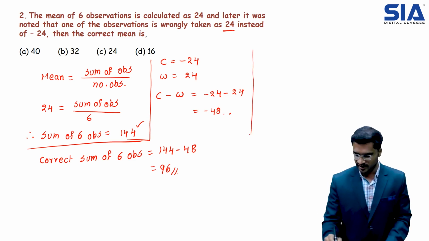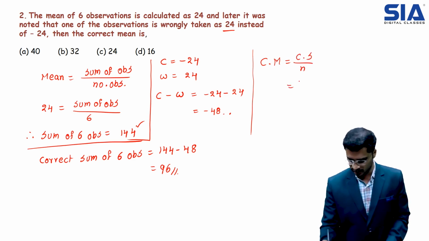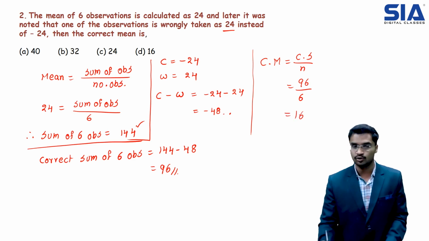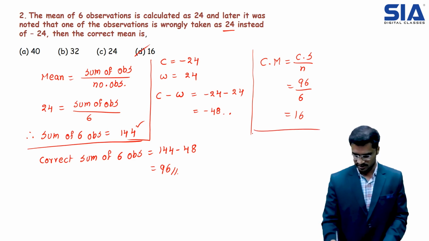Now we have to find the correct mean. The correct mean is nothing but the correct sum divided by n. Here the correct sum is 96 divided by 6 observations. 6 ones are 6, 6 sixteens are 96. So the correct mean is 16. So our answer is 16.